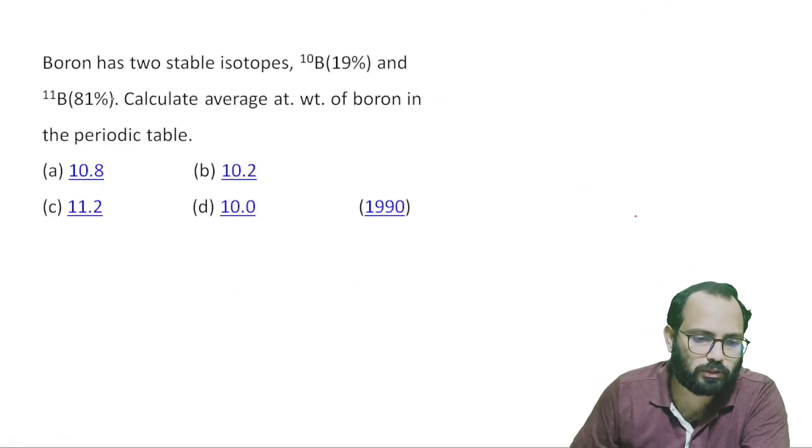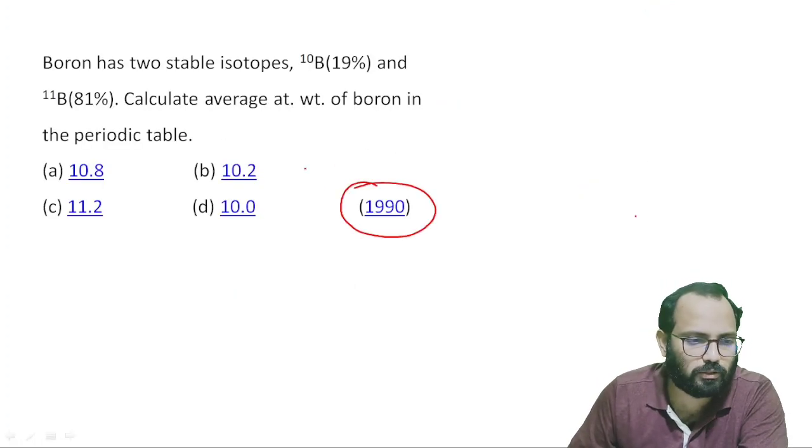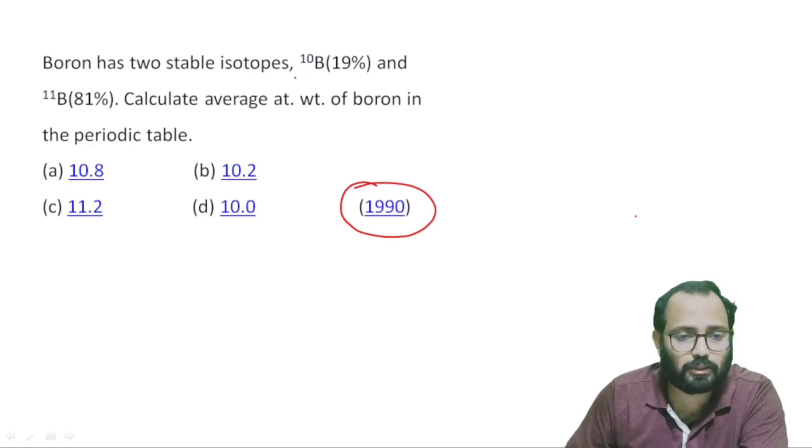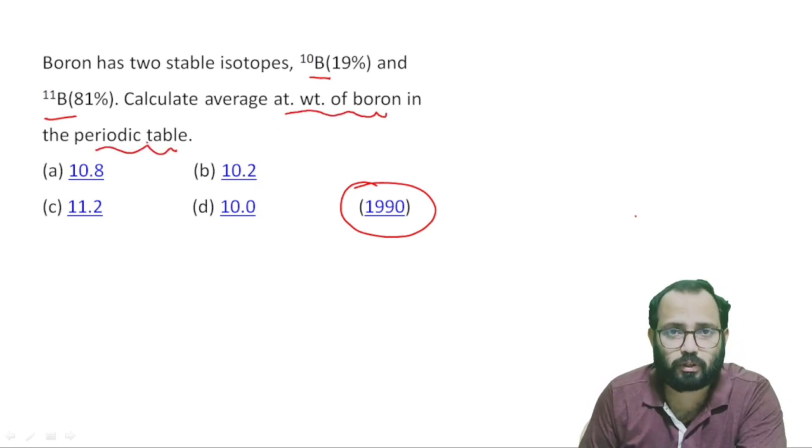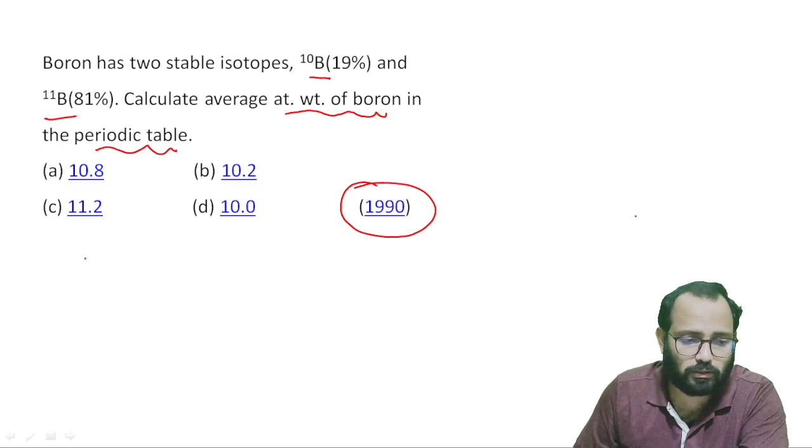We'll go with one question. It's a 1990 question. Boron has two stable isotopes, B-10 and B-11. Calculate the average atomic weight of boron in the periodic table. We have to find the average atomic weight of boron in the periodic table. Let's find out what the equation will be.